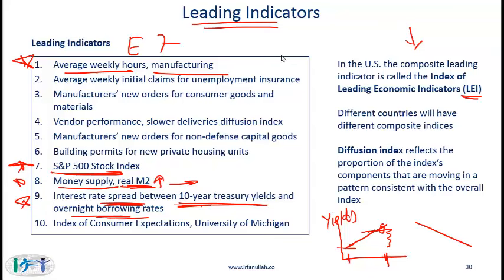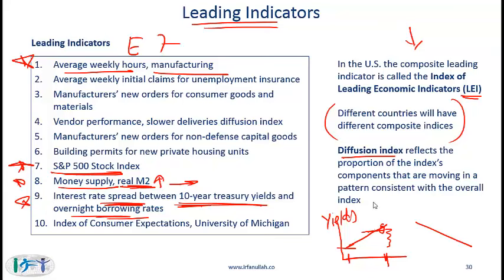So economists and analysts like to sometimes look at an aggregate indicator, which essentially is the aggregation of these various indices. Different countries will have their own aggregates, but you need to recognize that an aggregate essentially averages out what the various indicators are saying. There is also the concept of a diffusion index, which reflects the portion of the index's components that are moving in a pattern consistent with the overall index.